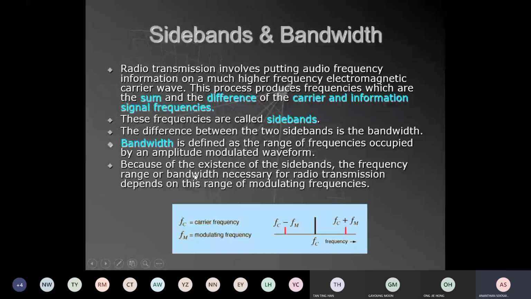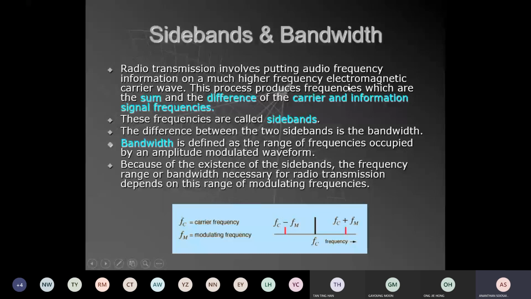This is a tricky part here. Sidebands and bandwidth. When a radio station involves putting audio frequency information onto a much higher frequency electromagnetic wave, the process produces frequencies which are the sum and difference of the carrier and information signal frequencies. These frequencies are called sidebands.